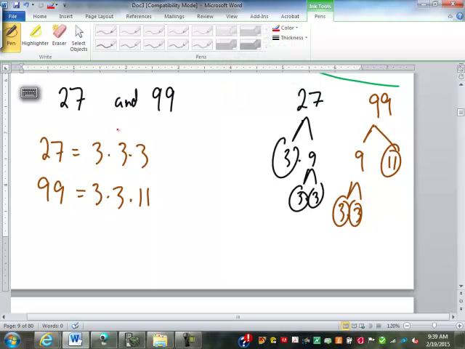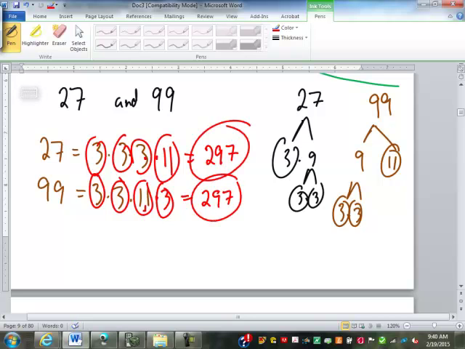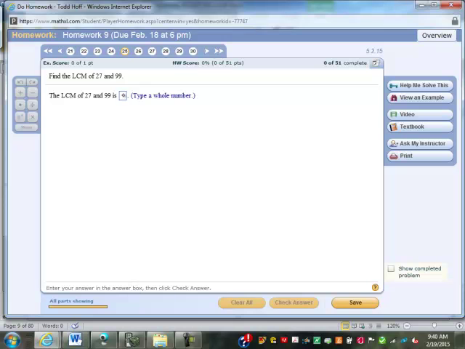So what do they have in common? Well, they have a 3. They have another 3. This one, however, has an extra 3 that the bottom one doesn't, so I need to put that extra 3 in there. Now those are good. The bottom one has the extra 11 that the top one doesn't, so I have to put an 11 up there. Now we're good. If I multiply these back up, 3 times 3 is 9, times 3 is 27, times 11 is 297. 3 times 3 is 9, times 11 is 99, times 3 is 297. So 297 is the least common multiple of those.